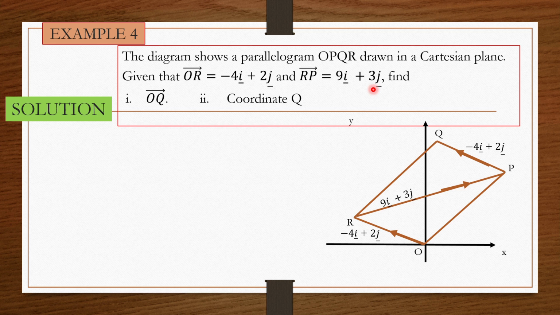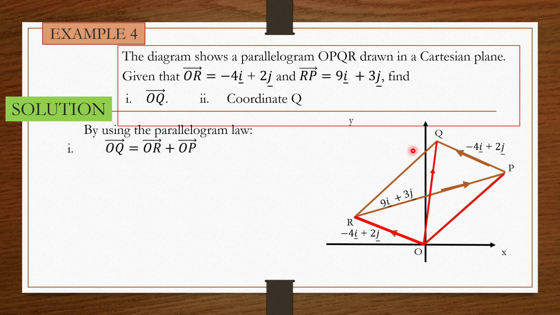The first question you are asked to find OQ. If you look at the diagram, OQ is the diagonal of the parallelogram. So again, here I'm going to use the parallelogram law. In order to obtain OQ, you have to get the resultant vector of OR and OP. That will give you OQ. So the equation can be written as OQ equals OR plus OP.